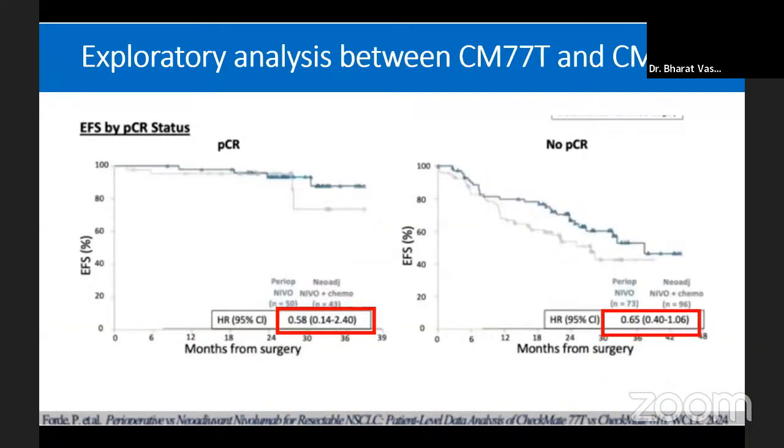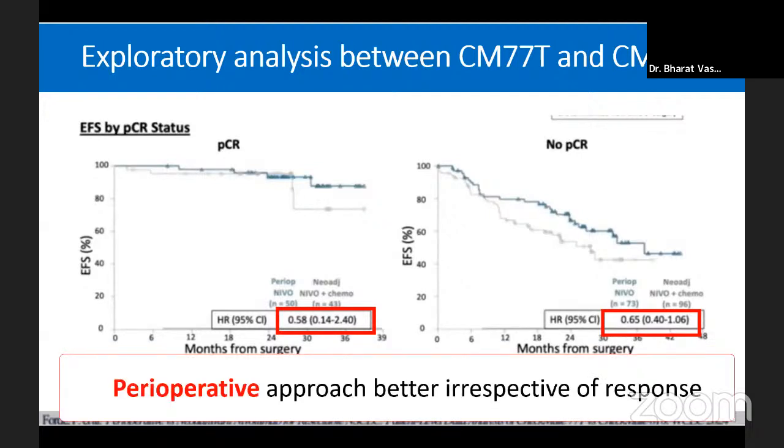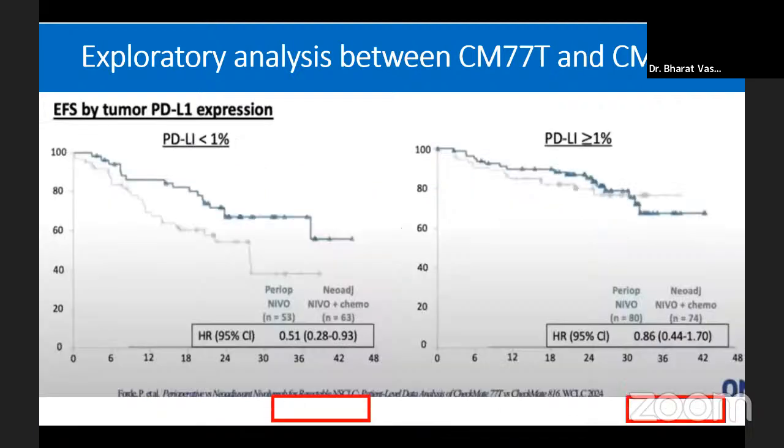Now, there is always a debate. Even I have attended so many panels that suppose if I get a pathological CR, I may not use it in a post-op setting, and that is why we call. But this study says that your quantum of benefit remains the same. See, your pathological CR, 0.58, no pathological CR 0.38. So perioperative is the better approach irrespective of whether it is a PCR or non-PCR. So you need to give all your patients.